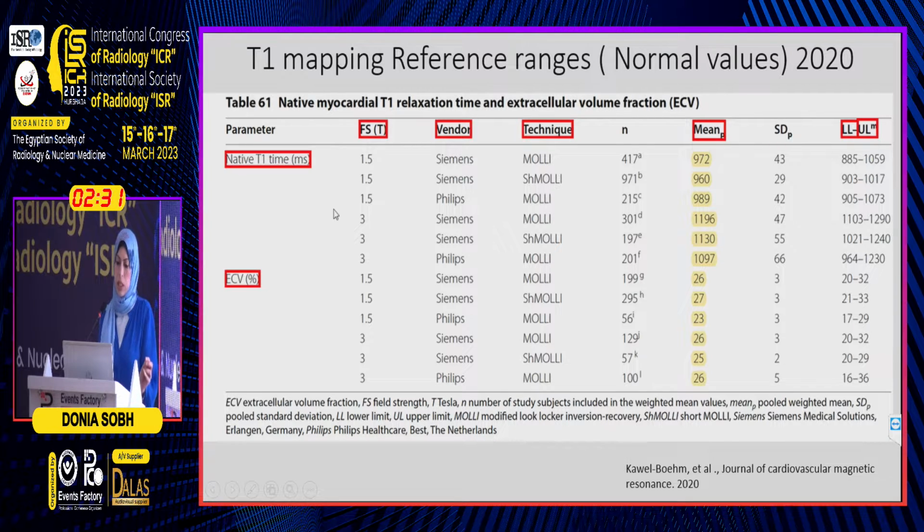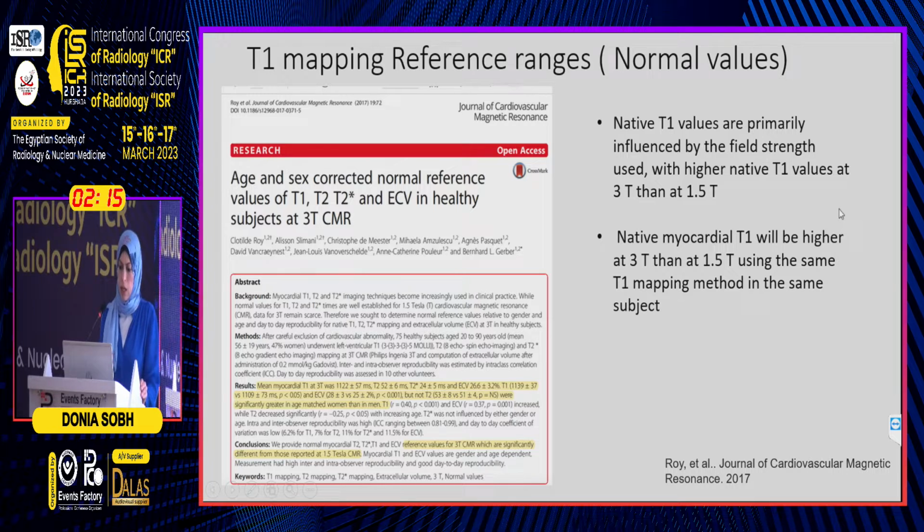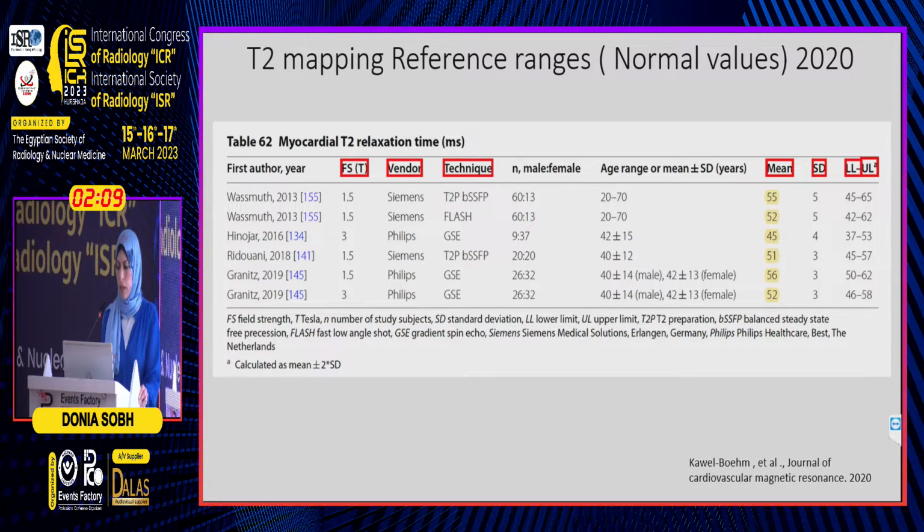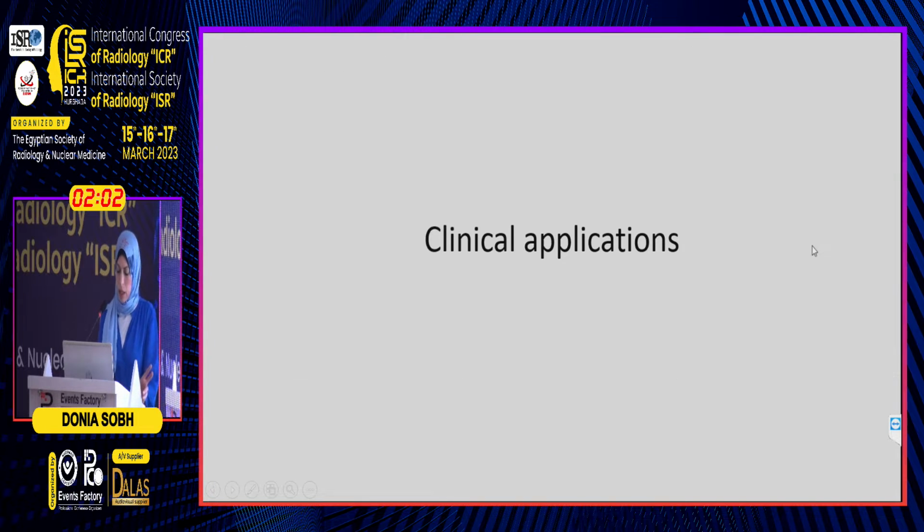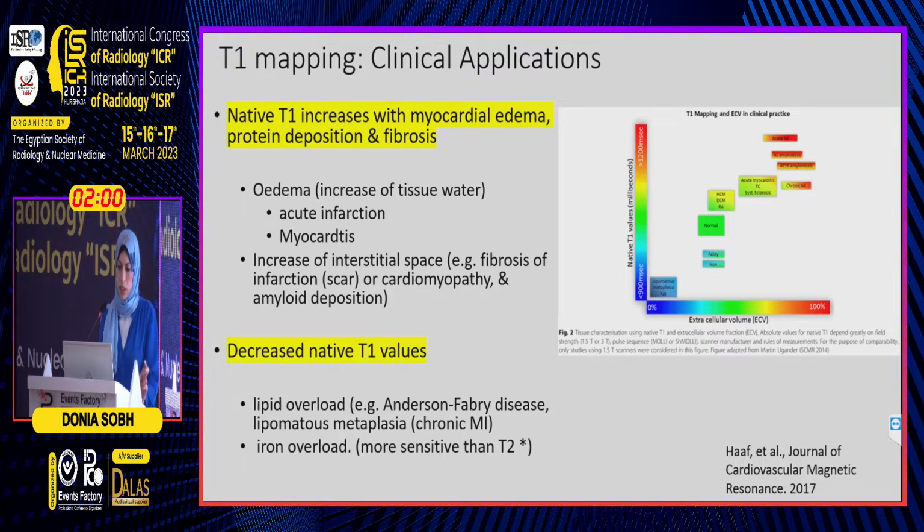But an important thing is that you use a scanner like the one you're using, if you're using 1.5 or 3, and check the vendors that you have, which one, and the techniques that you do it, and you can use these reference values. And here we have the upper and lower limits. Just to note, that 3 Tesla scanners have usually higher native T1 values. Same thing here for T2, just check which technique you're using, which scanner, to get the mean values. I'm just going to show some cases for the clinical application.